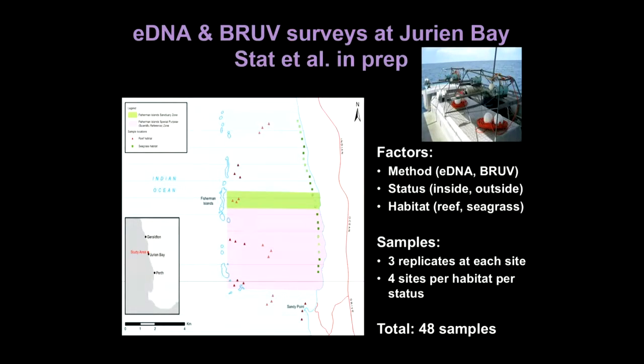So we essentially wanted to see how well those two methods performed against each other. And we did this in a number of habitats, reef and seagrass. We did a whole bunch of different replicates. I don't know if you can see this down here, this is Jurien Bay. This is a few hours north of Perth. And within this area, there's a few sanctuary zones as well. So there's a lot of replication in the study.